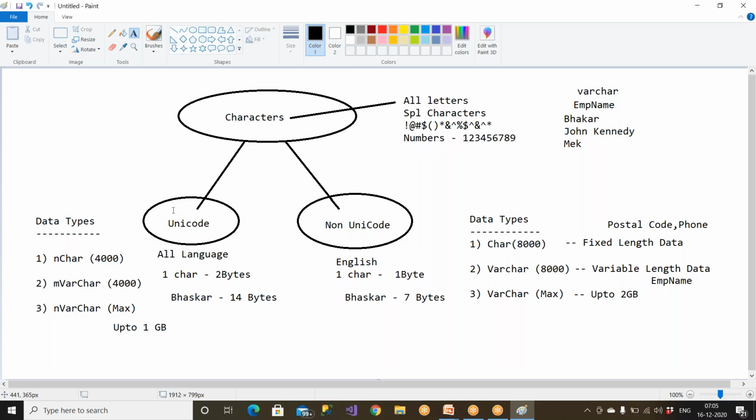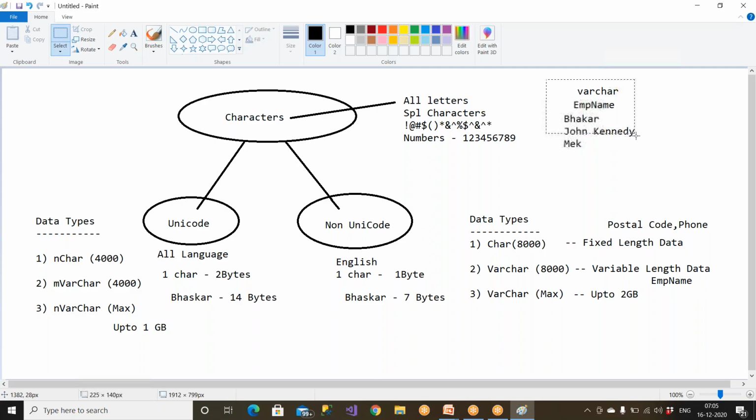Unicode supports English plus all other languages data. Be clear. NCHAR stands for what? National char. You can have English data plus Hindi data or Chinese data, any data you should be able to store. Clear? And nvarchar, that is also the same thing, same rules applicable. Variable length data, and nvarchar max means up to 1 GB of data. It is going to support all letters, special characters, everything.